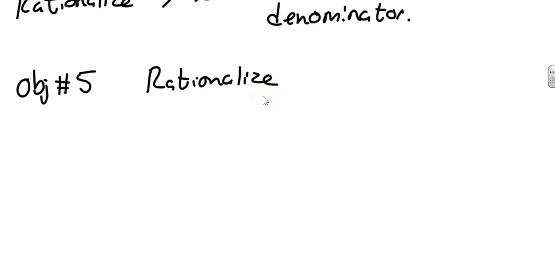All right, objective number 5. One more rationalizing. The one difference on this one is up to this point, everything has been numbers. This one, they're going to throw some variables at you.